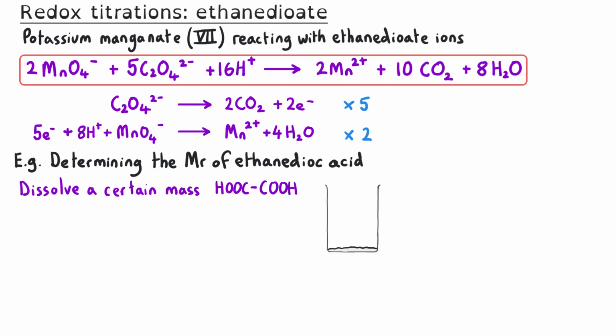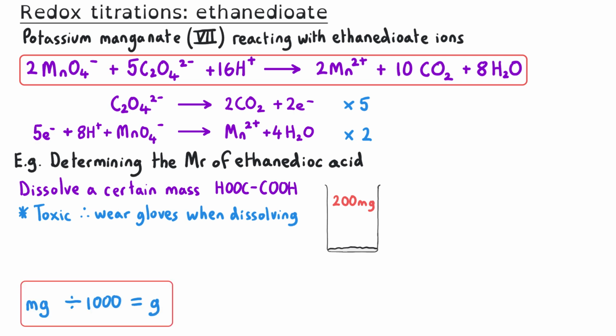To carry this experiment out, you'd dissolve a certain mass of ethanedioic acid in a beaker. This chemical is toxic, so you'd wear gloves whilst dissolving it. Perhaps you'd be given an exam question where they describe 200 milligrams as being dissolved in a beaker, and you have to remember to convert that mass into grams.